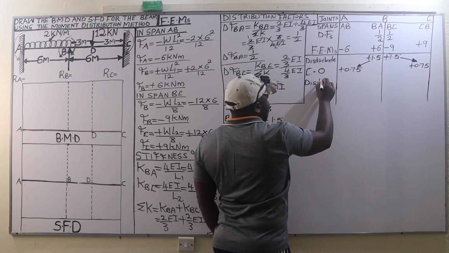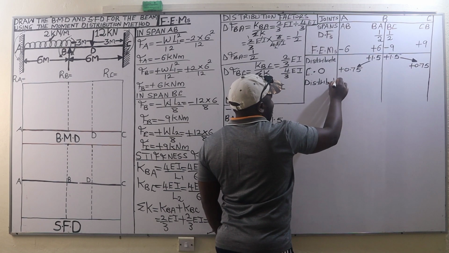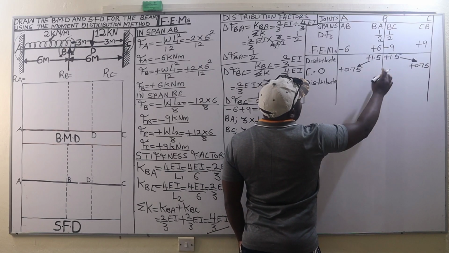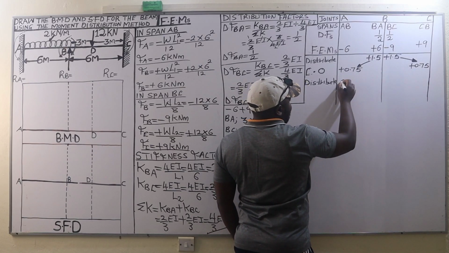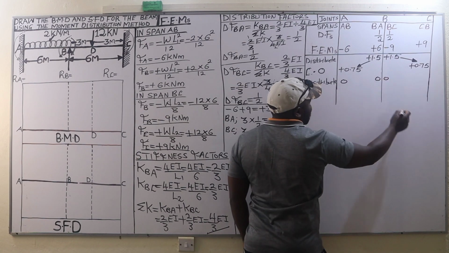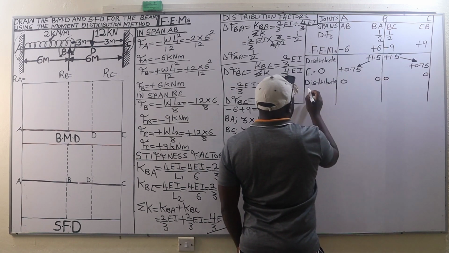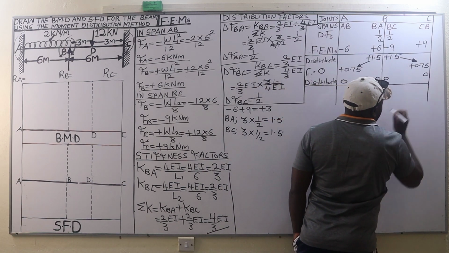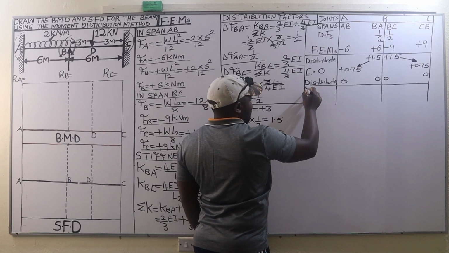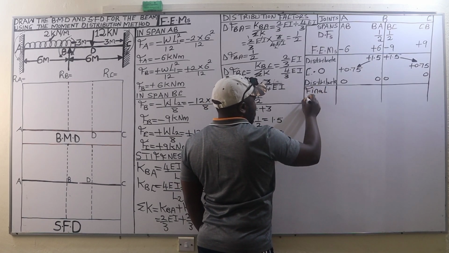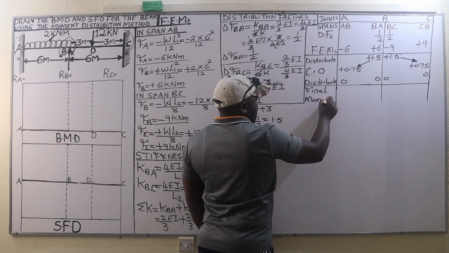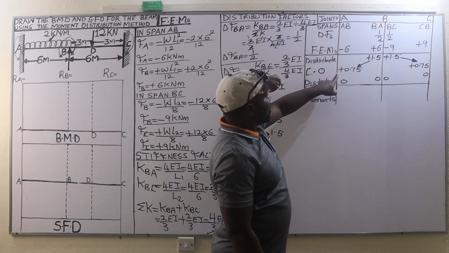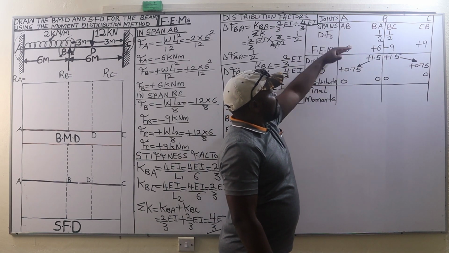So we distribute, but in this case we got nothing to distribute since on the member BC we don't have any moment, so we got nothing to distribute. So those are going to be zeros. And then we determine our final moments. So we go to final moments. And for us to get the final moments, we are going to add the fixed end moments plus the moments that we got below the fixed end moments.